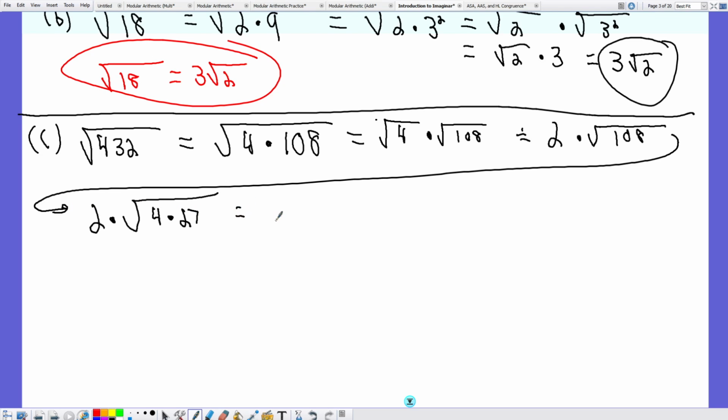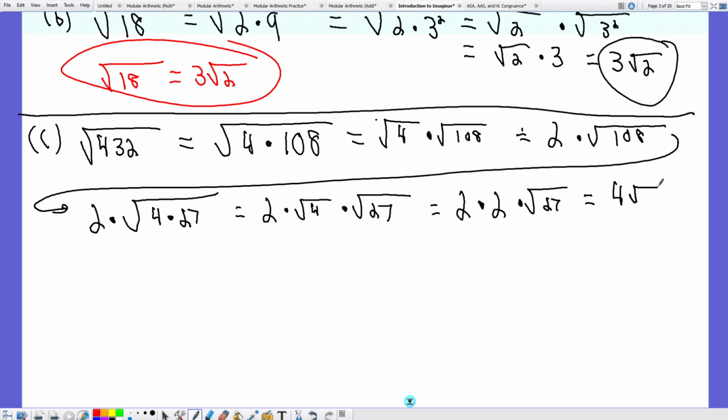And then I break that down even further. No, sorry. Square root of 4 times the square root of 27. And again, the square root of 4 simplifies to 2. We have our square root of 27, and we have 2 times 2, which is 4. And then we have a leftover square root of 27.